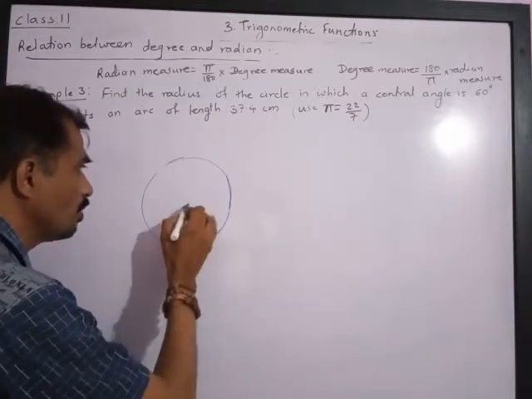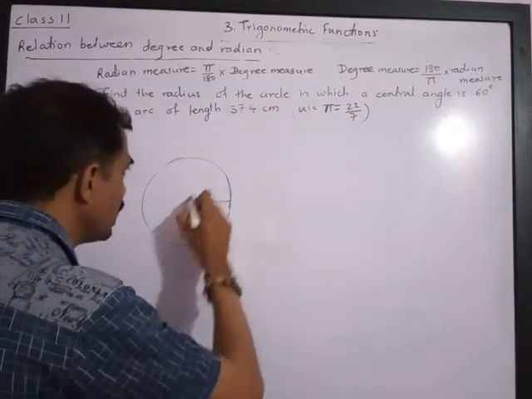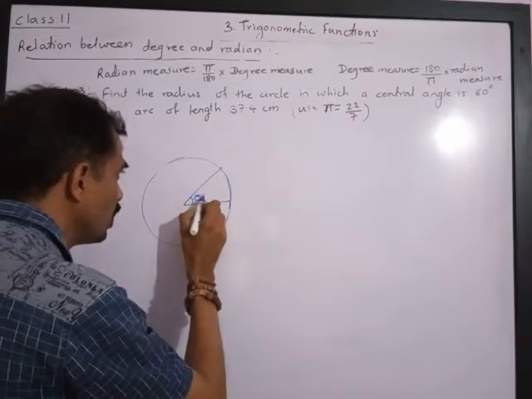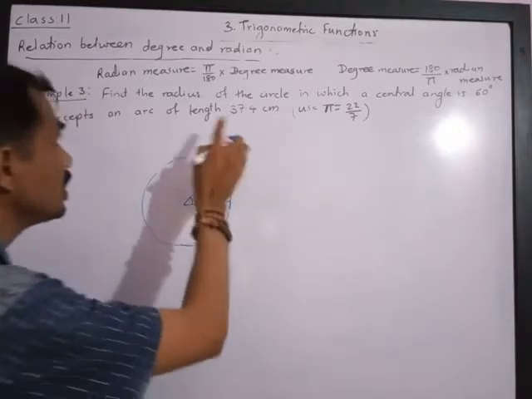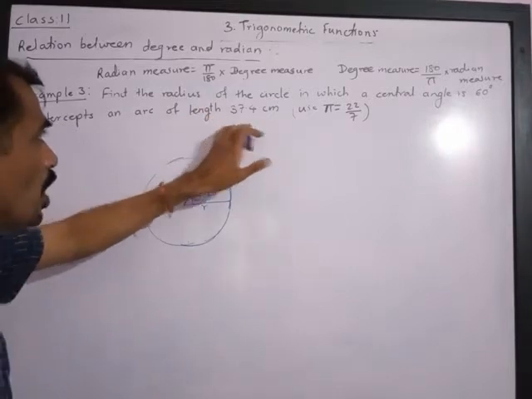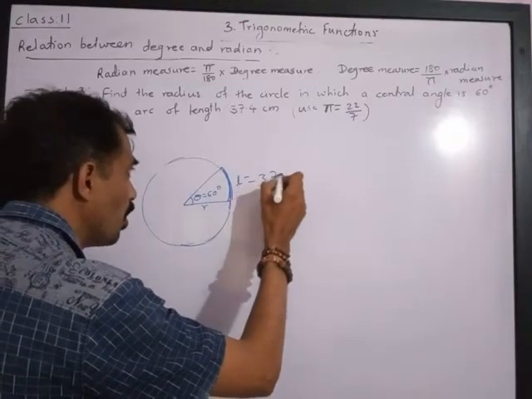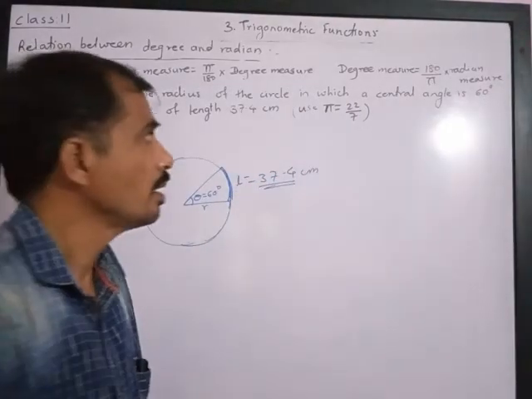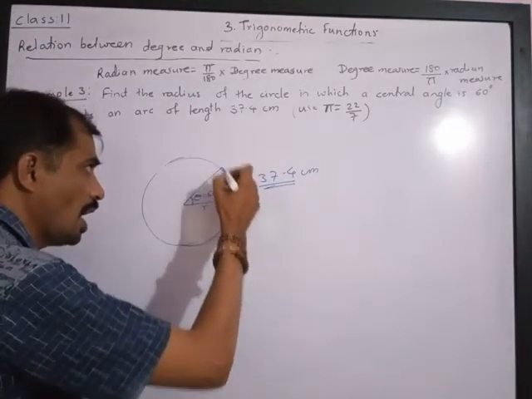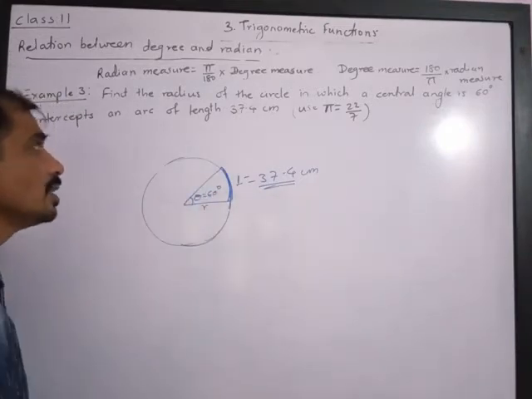If r is the radius, we need to find the radius of the circle whose central angle theta is given as 60 degrees. The arc length is given to us as 37.4 centimeters. Theta is given as 60 degrees, and r is asked to be found.